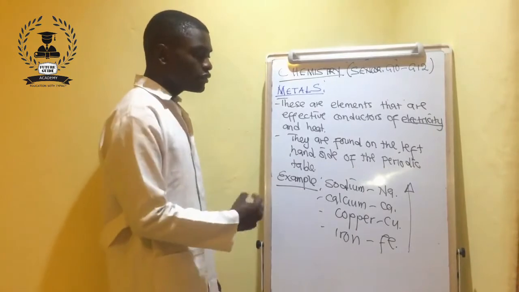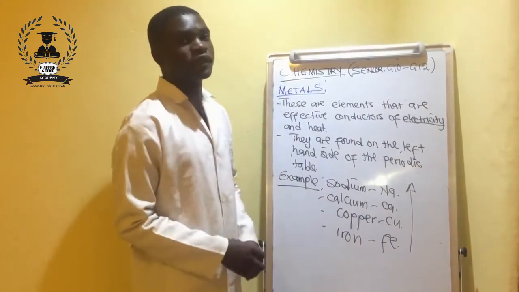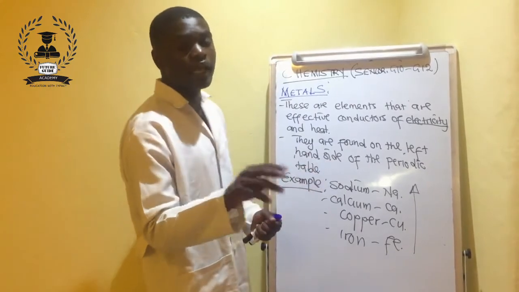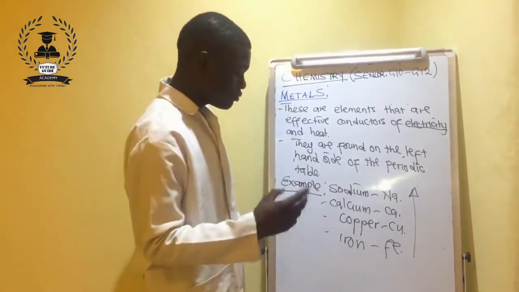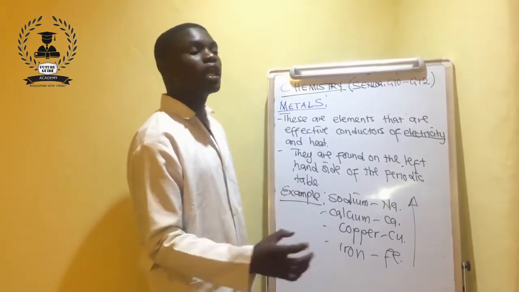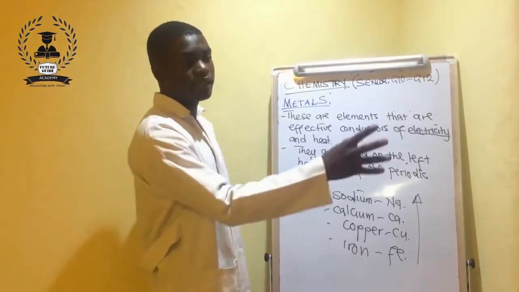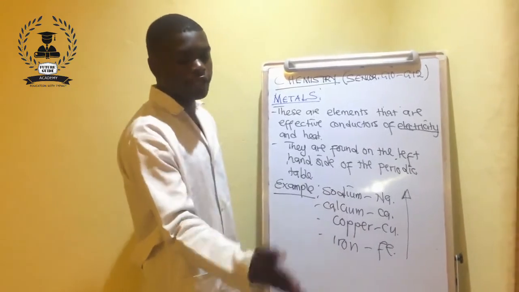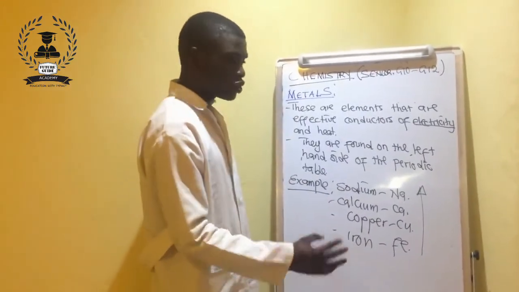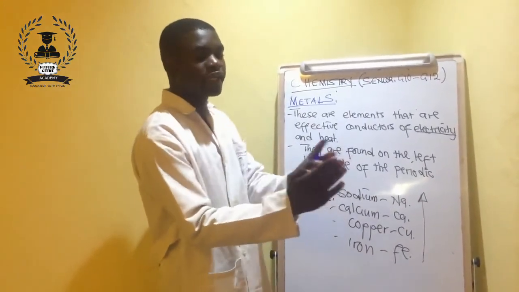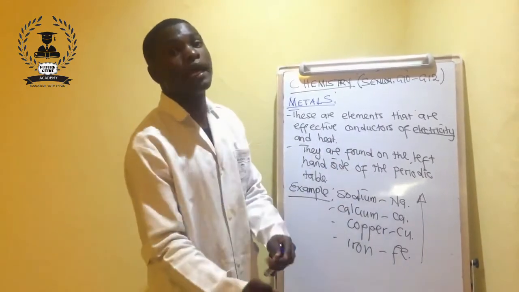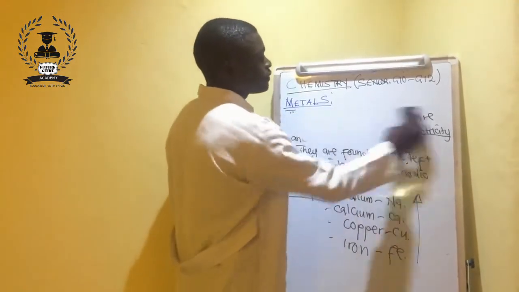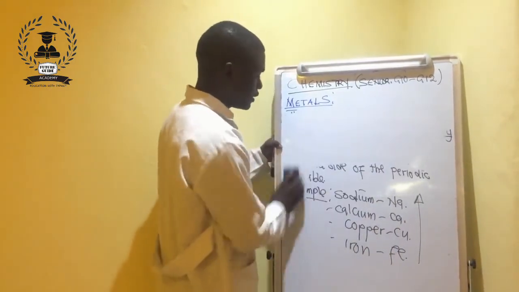But for now, let's look at properties of metals. Under properties, we are going to look at physical properties as well as chemical properties. Physical, meaning how can you identify something just looking at it? How can you know to say this one is a metal, this one is not a metal? Chemical, when they are reacting with others, what happens with metals?